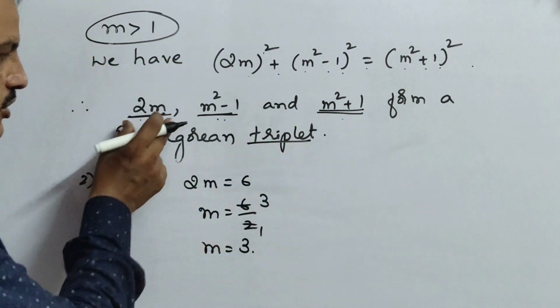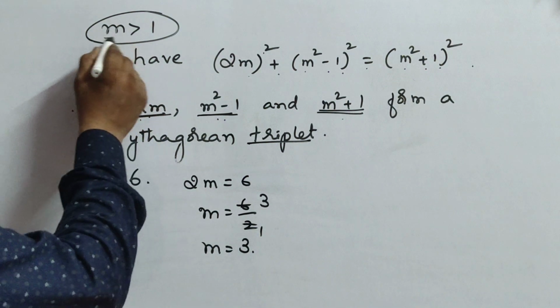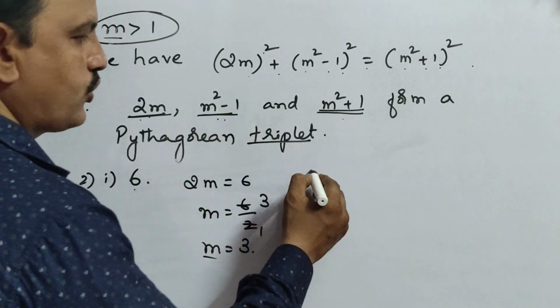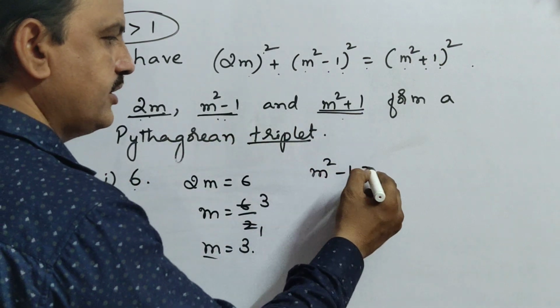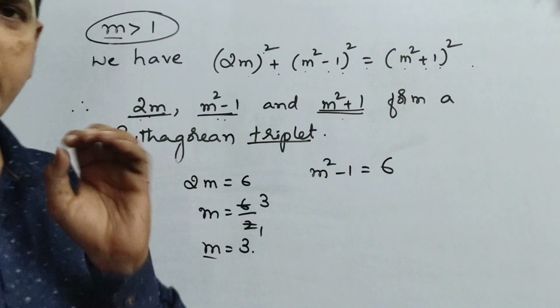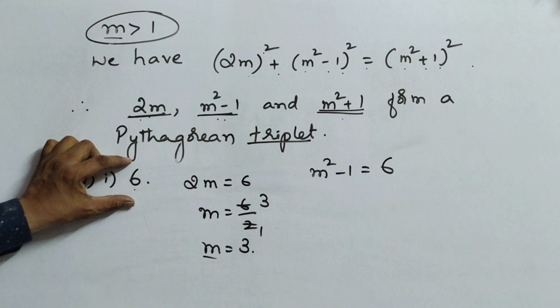Listen very carefully. Here I took 2m equals 6. Then how much did I get? M value 3. That means here m is greater than 1, no? Okay. Now m square minus 1 equals 6. Why I am taking all this means, listen very carefully. Here the question is 6.